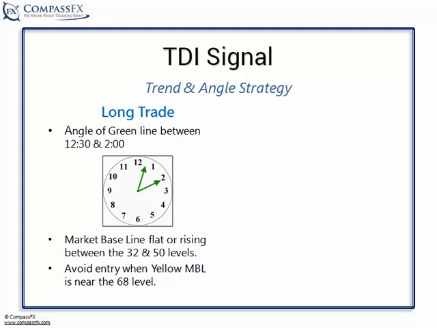Also, we want to look for the market baseline, the yellow line, to be flat or rising between the 32 and 50 levels. And we want to avoid entering a long trade when the yellow market baseline is near the 68 level. The 68 level, again, is an area of buying exhaustion. And when we get up that high into what some refer to as an overbought condition, there's the higher possibility that the market will then fall back down towards the 50. Let's take a look at some trade examples.